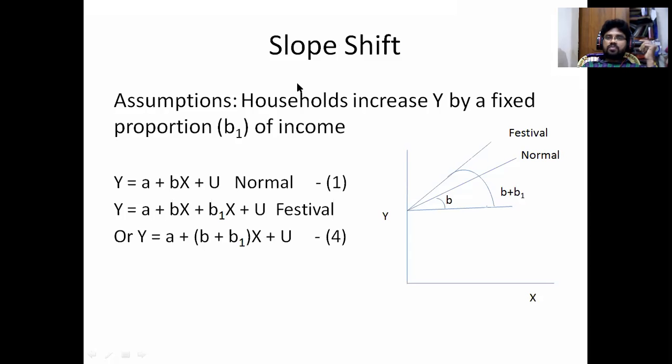See, if you take the slope shift, for example, with only b and b plus b1, nothing but b1 only, if you take the b value, that's the first normal equation. For the festival season equation, y is equal to a plus bx plus b1, or as we know, a plus a1, bx plus u. This is the slope of only b, nothing but the normal period. If you take the festival period, the slope will be higher.